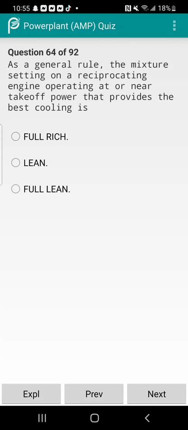As a general rule, the mixture setting on a reciprocating engine operating at or near takeoff power that provides the best cooling is full rich.